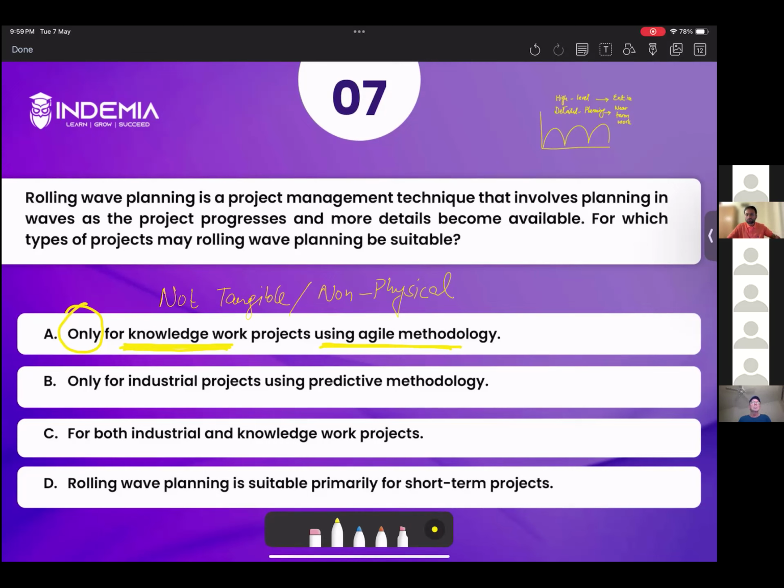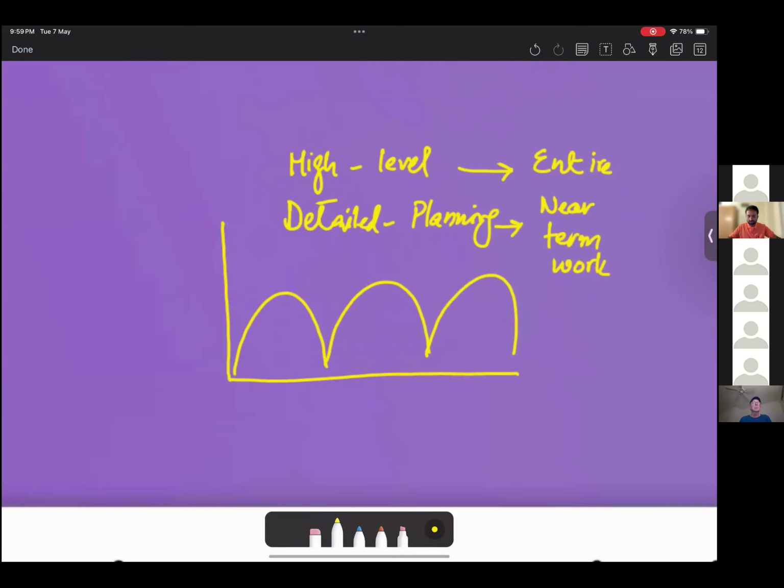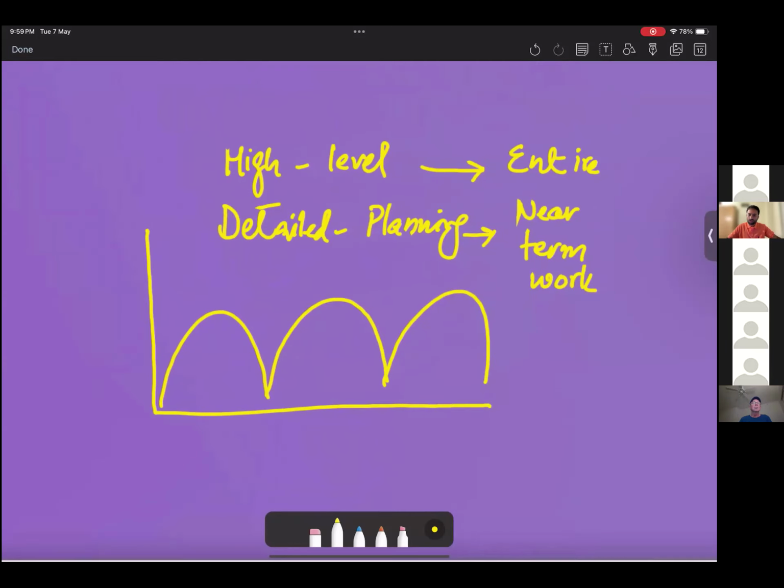There is no point in doing detailed planning for 10 years. You can make a high-level plan for 10 years and do detailed planning for near-term work. So this is called rolling wave planning. Rolling wave planning depends on progressive elaboration, where you elaborate scope progressively as you move on. Rather than defining each and everything at the start, you progressively elaborate because you want to base your decision on updated information.